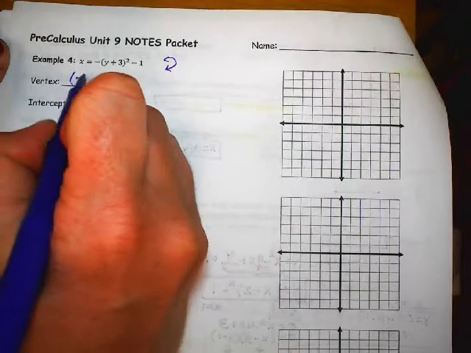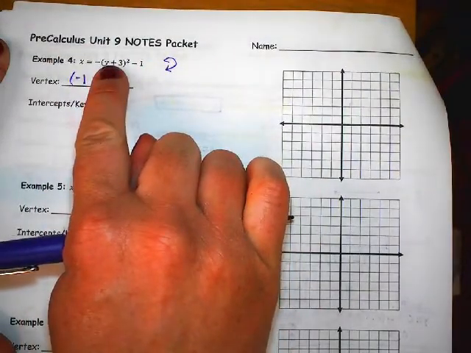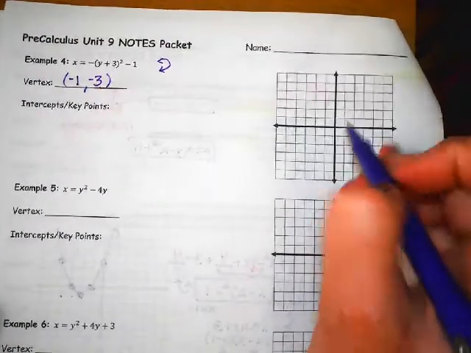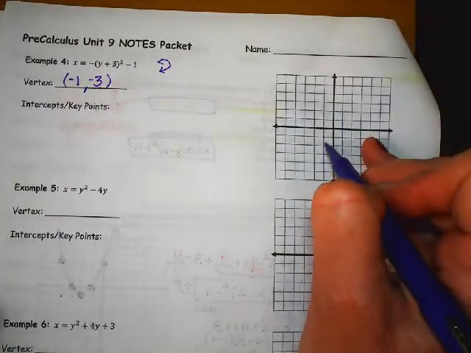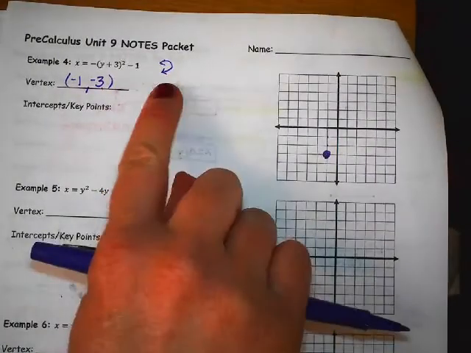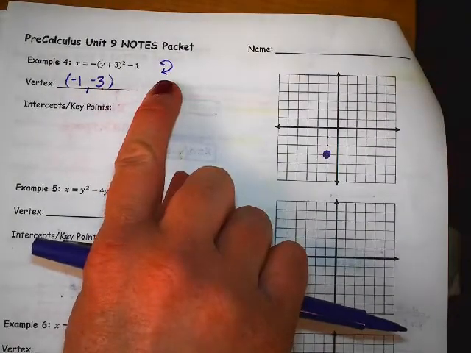So -1. K is going to be the opposite of what's in parentheses, so -3. So let's come on to our graph. -1, 1, 2, 3, -3. I know that my parabola is opening to the left. I'm going to be able to graph this pretty quickly.